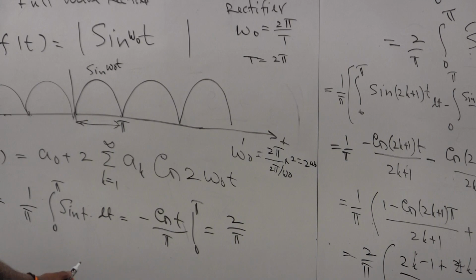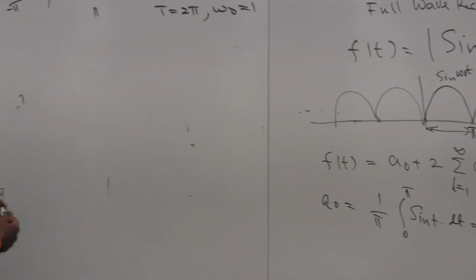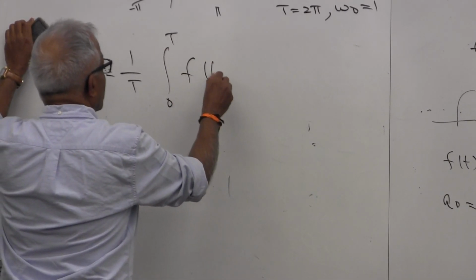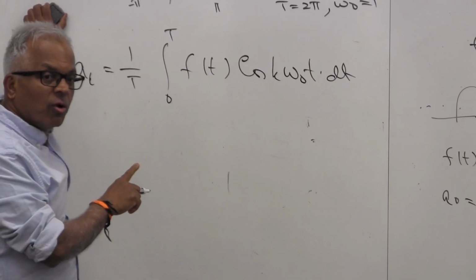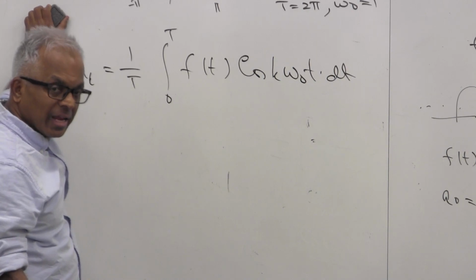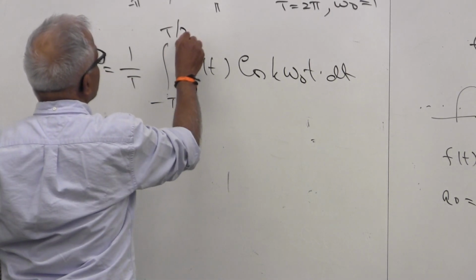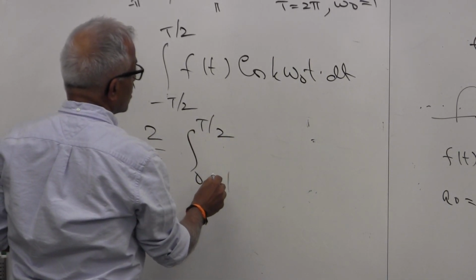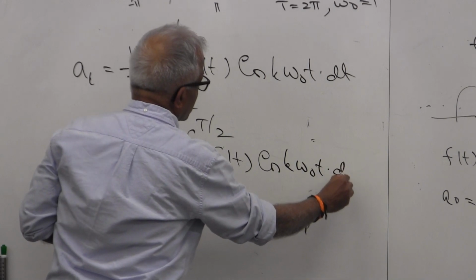So AK is, AK we have a couple of formulas, hang on. AK, remember, it's 1 over T integral 0 to T f(t) cos k omega naught t. In this case, we should just remove the T. This is the general formula for f(t), right? So if there is no symmetry, it will be just this expression. In general, if there is symmetry, we went through this, right? If there is symmetry, you can always write this this way. Then we can write it as 2 over T integral 0 to T by 2 f(t) cos k omega naught t dt.